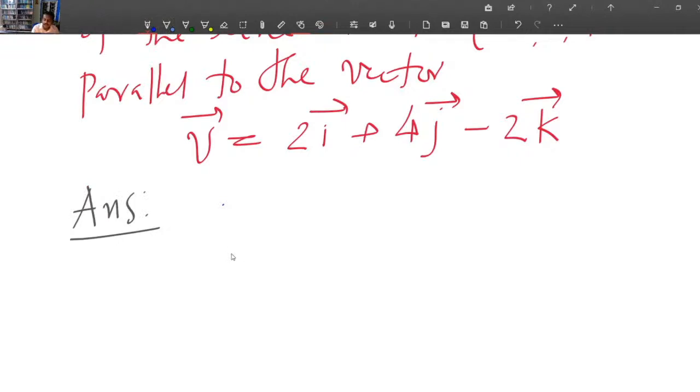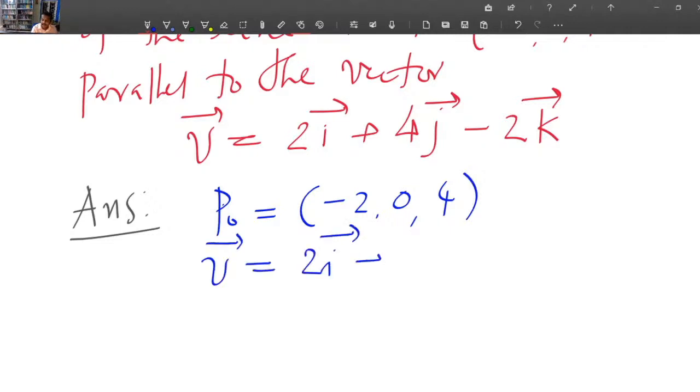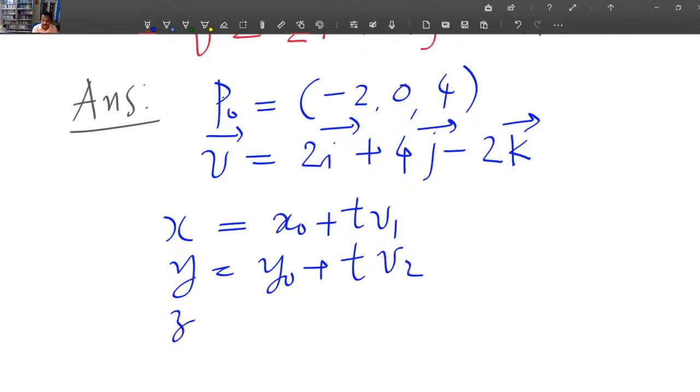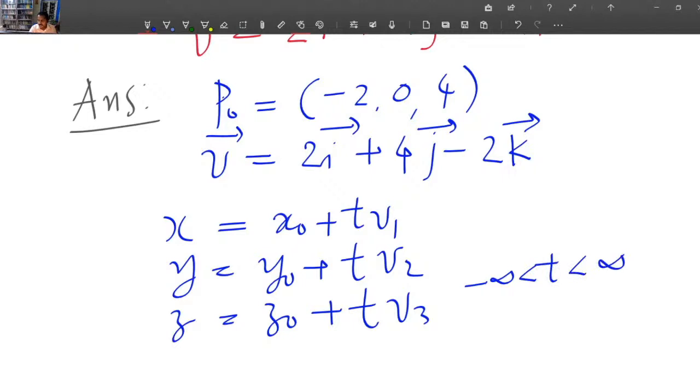So what are given things are, you have b naught is given to be minus 2, 0, 4. So here b naught, and the vector v is given as 2i plus 4j plus minus 2k. So these two things are given. You have to find the parametric equation of the line, and x is equal to x naught plus tv1, y is equal to y naught plus tv2, and z is equal to z naught plus tv3. This is the parametric equation. So minus infinity less than t less than infinity. So this is the parametric equation of the line.